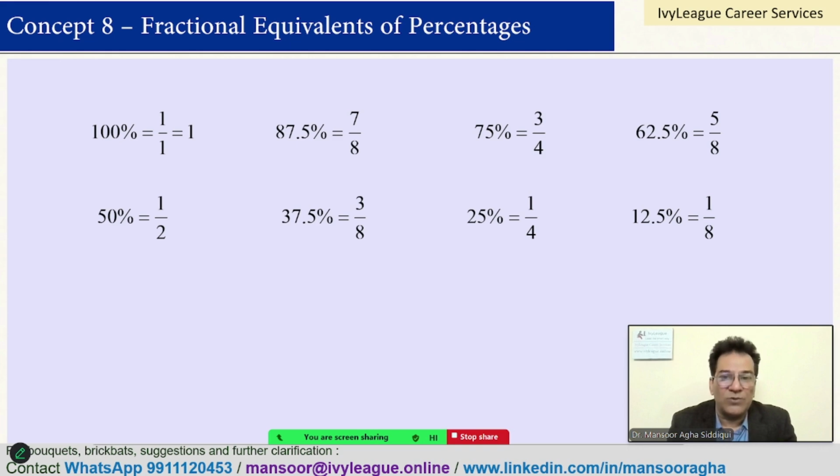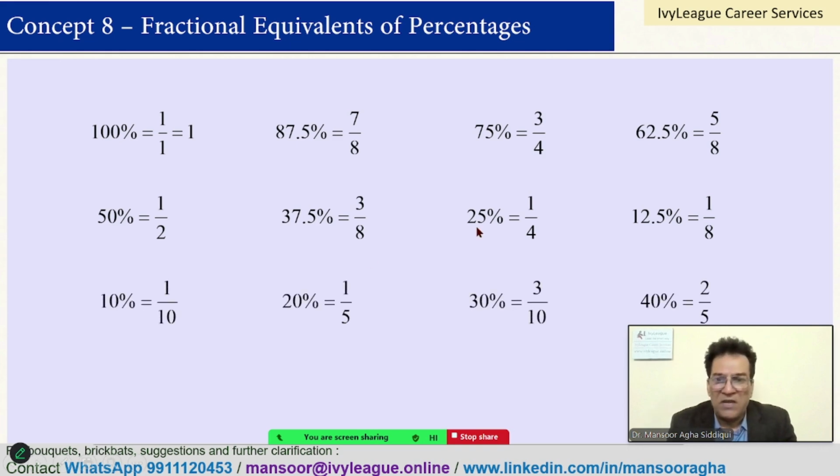Then there are some easy values which you should revise once again. For example, 10% is equal to 10 upon 100, so it is equal to 1 by 10. 20% means 1 by 5. 30% means 3 by 10. 40% means 2 by 5.